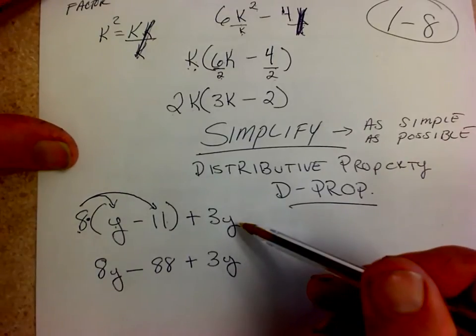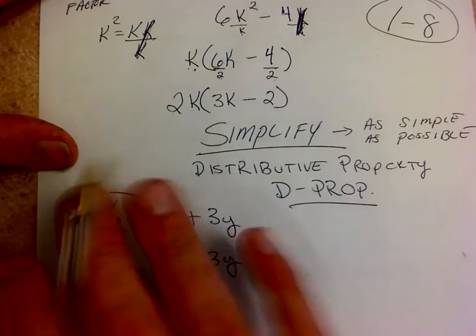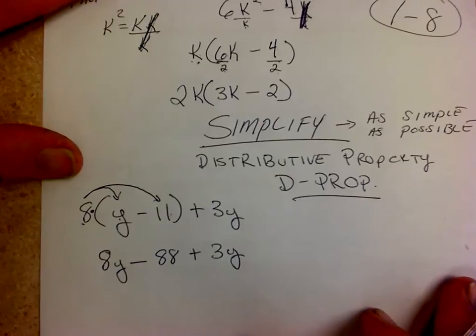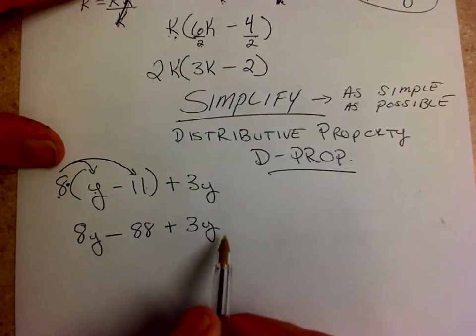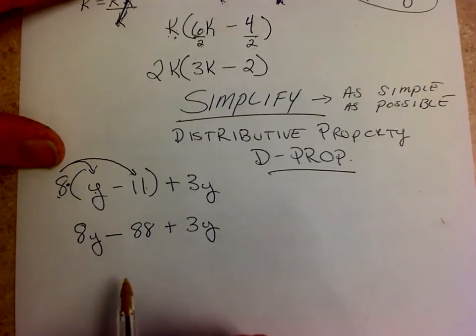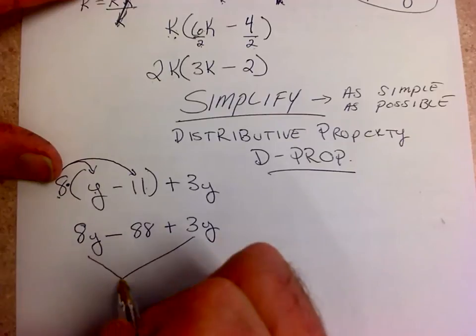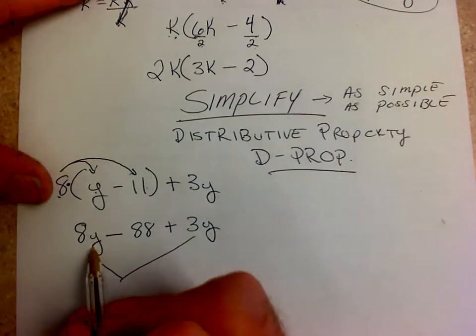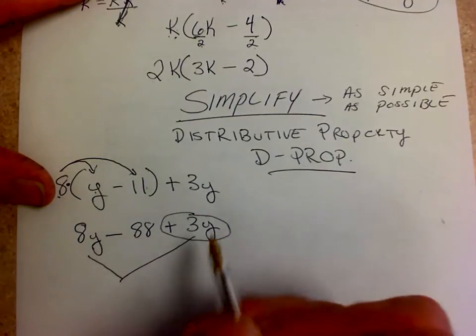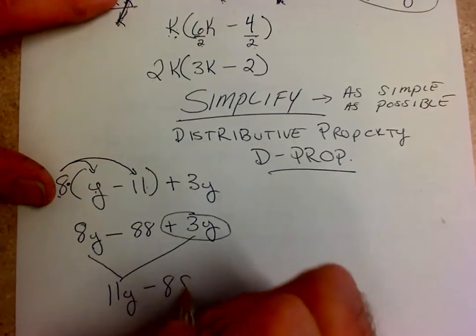And again, notice the 3y is out here by itself. It is not affected by the 8. It's not in the parentheses, so no distributive property there. Okay, so we get to this point, and now we want to look for like terms. All right, terms that have something in common. And for this particular problem, our y terms, they both share a y, so they have a y in common. So 8y plus 3y makes 11y minus 88.